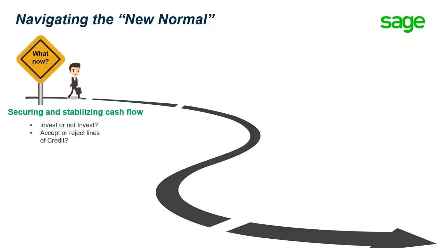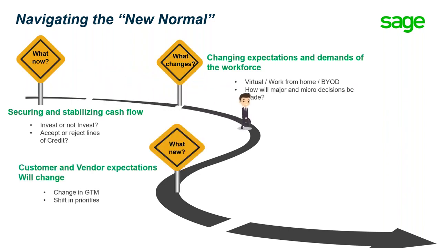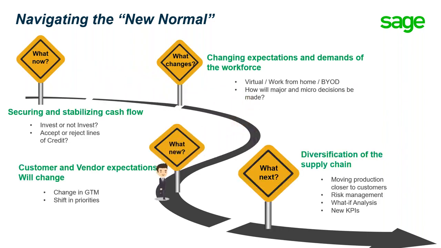We'll delve into these 4 different points: securing and stabilizing cash flow. What are the changes and expectations and demands of the workforce moving forward? How would our customer and vendor expectations also change? And how would it result in some diversification of the supply chain as a whole?